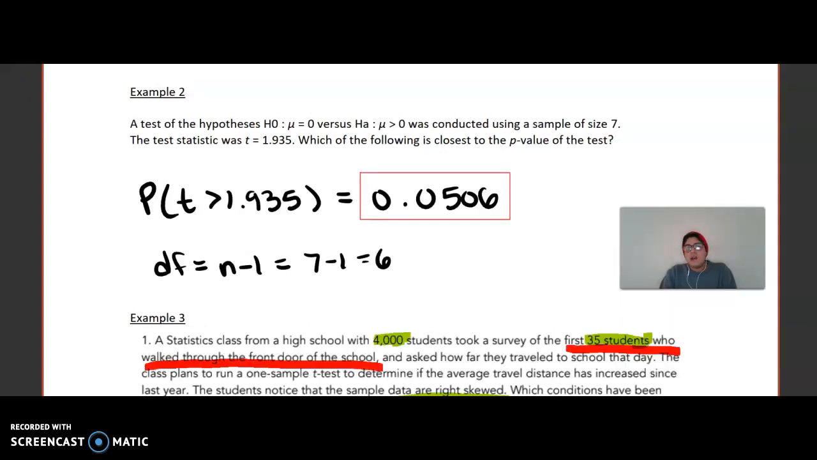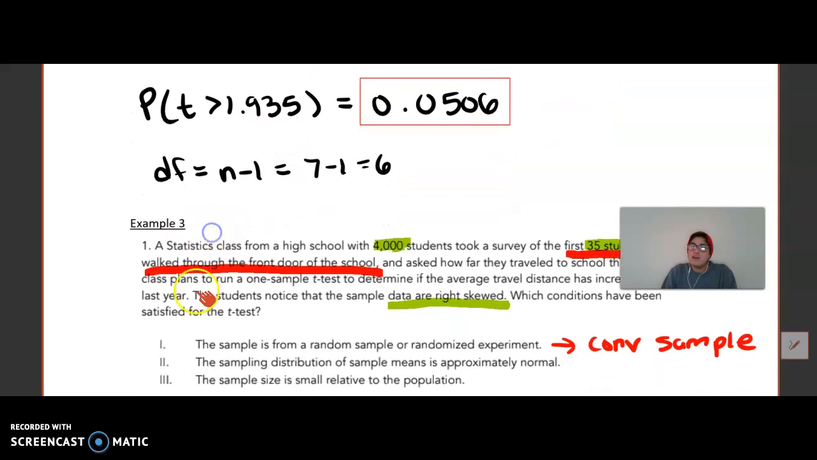Okay, so hopefully you were able to work through some of these examples, but if we use a t-CDF in our calculator using degrees of freedom 6 here, the probability of obtaining a sample statistic as large, if not larger, than 1.935 would be about 0.0506. And depending on our alpha level, we would either reject or fail to reject the null hypothesis.